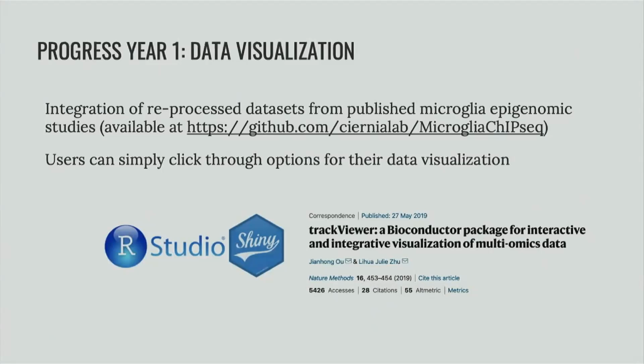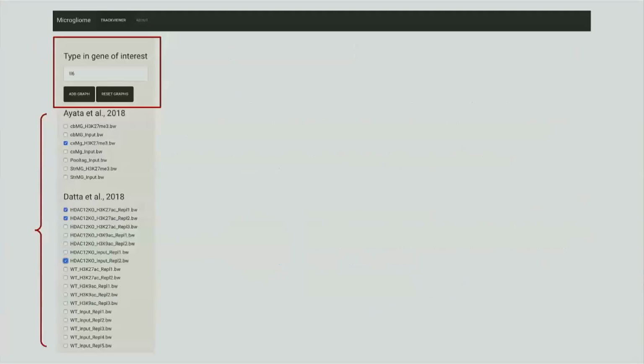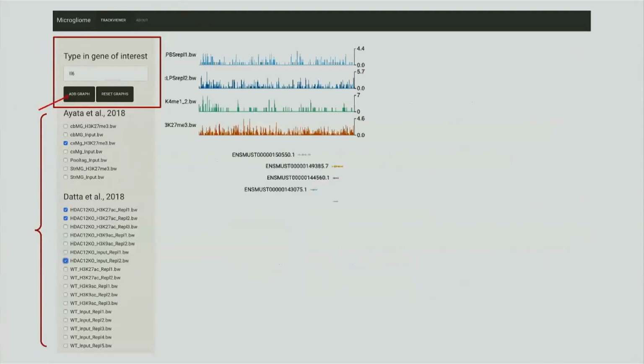So I'll walk you through just some screenshots of the app that I built. In the current prototype of Microgliome, users can simply click through the different data options available. So you can, for example, type in your gene of interest, and you can look at combinations of data tracks across different studies. And you click Add Graph, you'll see a nice layered visualization of that data pop up on your screen.